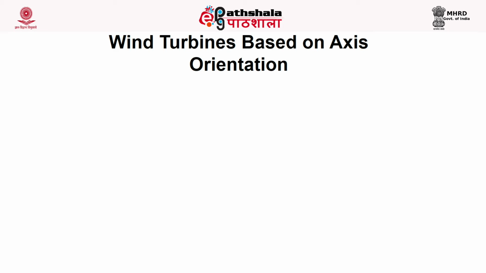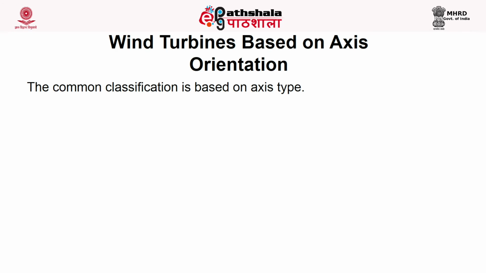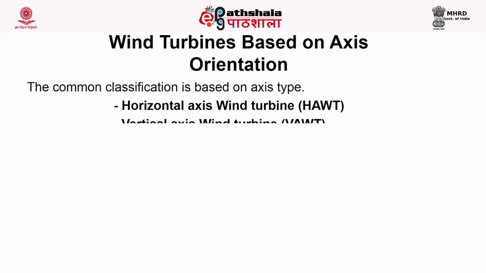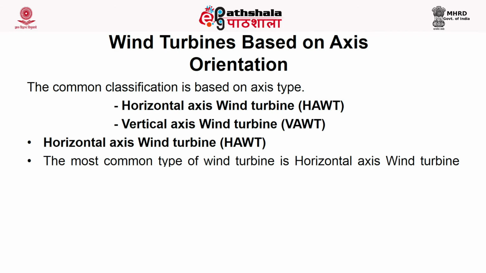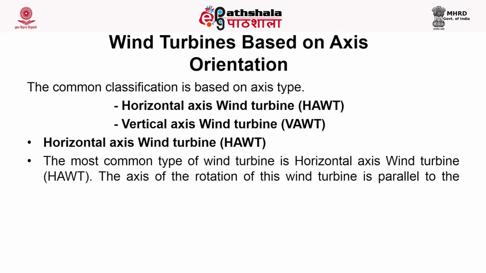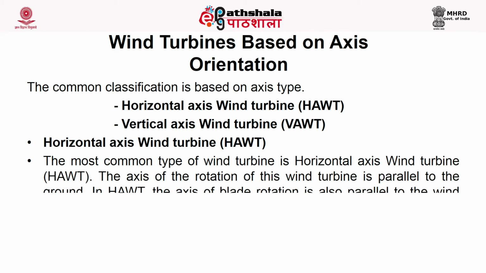Now let's see the wind turbines based on the axis rotation. This is the common classification. It is based on the axis type, and there are two types: horizontal axis wind turbine, and vertical axis wind turbine. Horizontal axis wind turbine is abbreviated as HAWT. Vertical axis wind turbine is abbreviated as VAWT.